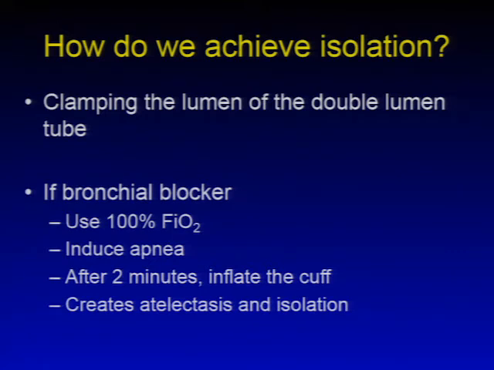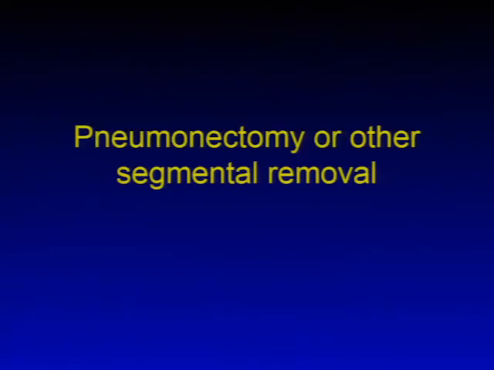The reason why we ventilate with 100% oxygen before inducing apnea is to create atelectasis, because oxygen easily diffuses out of the alveoli, and it creates atelectasis, and it also helps to facilitate isolation of the lung. Nitrogen does not diffuse very well, and the lung may continue to remain expanded for the case. So to achieve appropriate isolation, induce apnea, inflate the cuff, and promote atelectasis in that fashion.